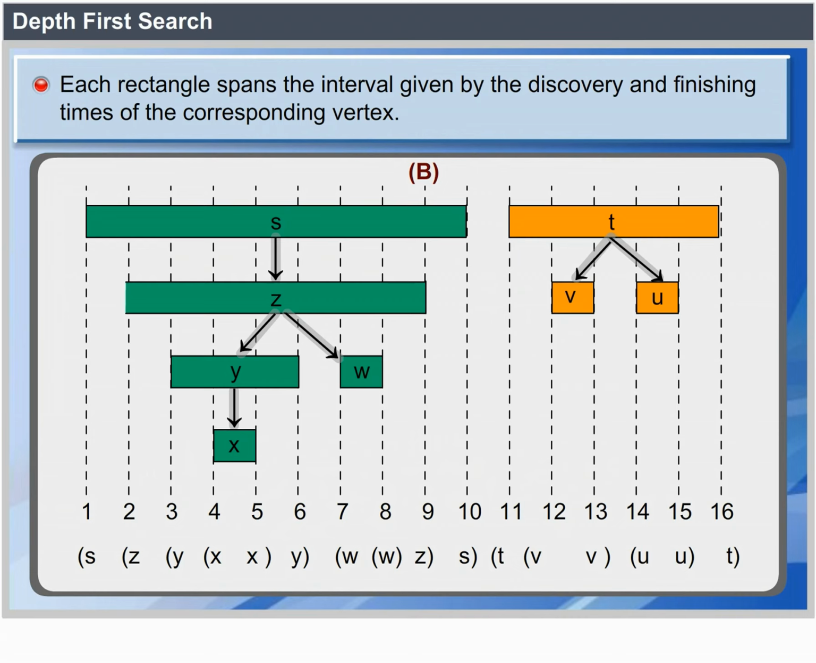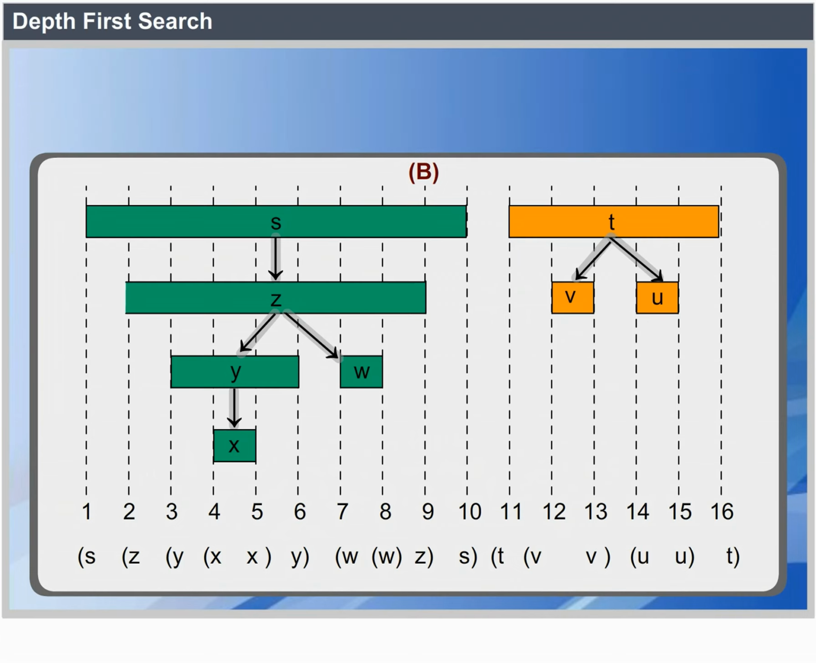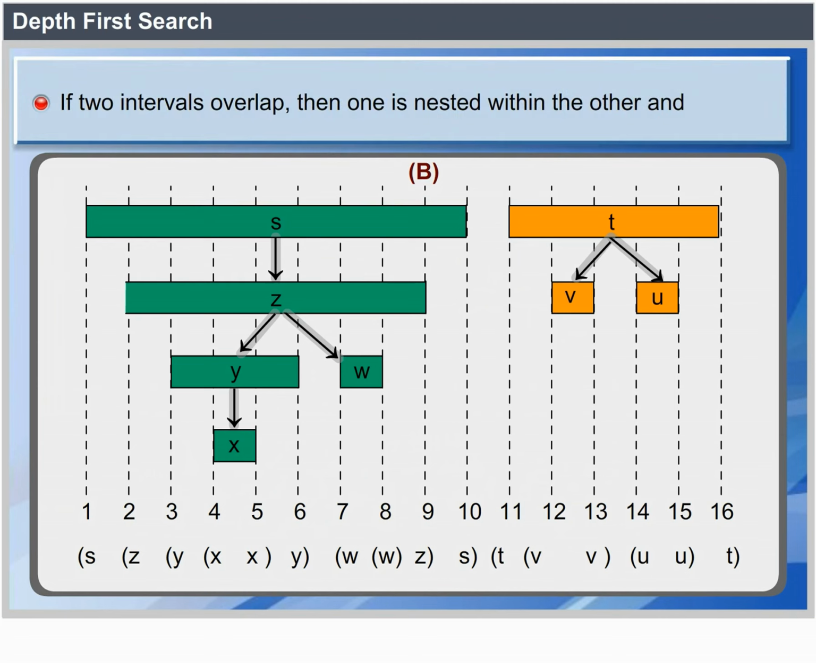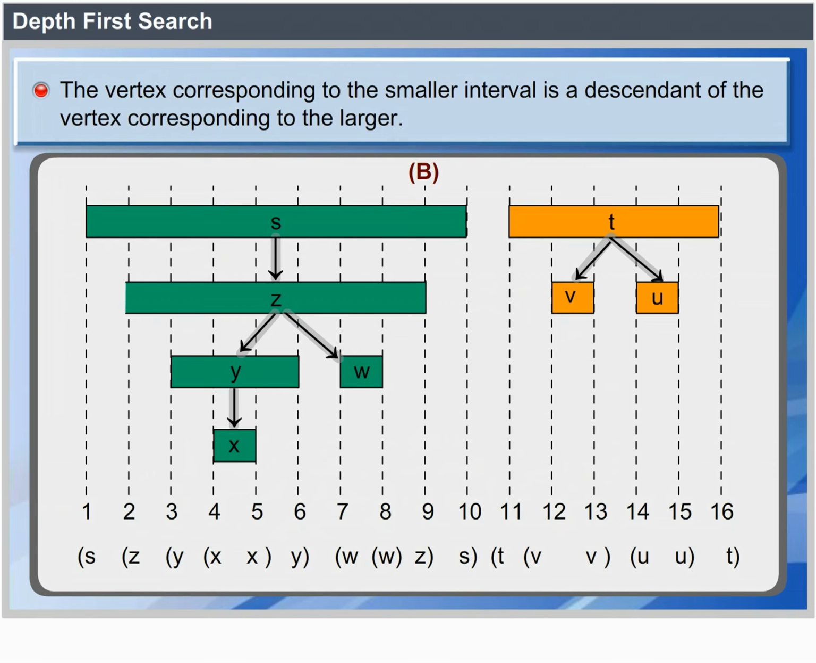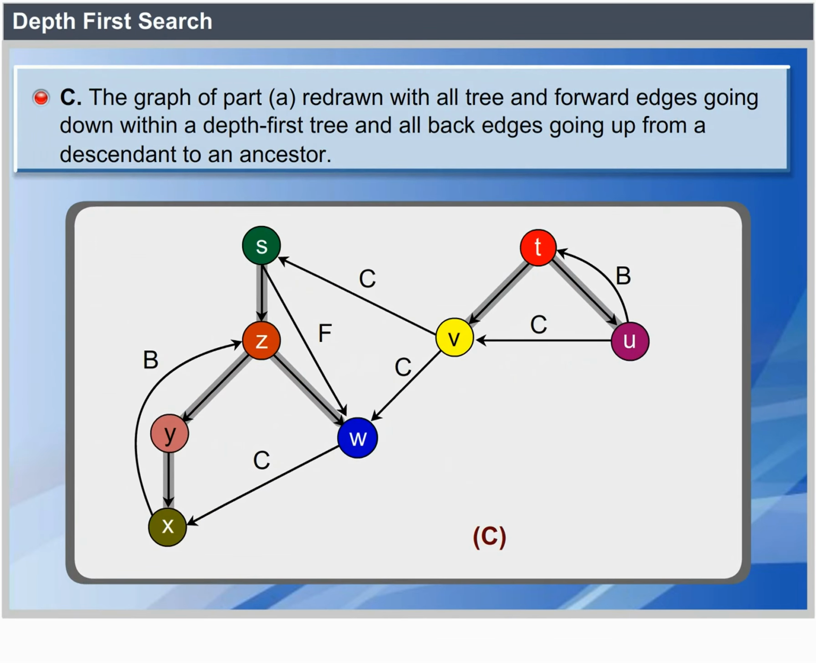Only 3 edges are shown. If 2 intervals overlap, then one is nested within the other. The vertex corresponding to the smaller interval is a descendant of the vertex corresponding to the larger. The graph of part A, redrawn with all tree and forward edges going down within a depth-first tree and all back edges going up from a descendant to an ancestor.